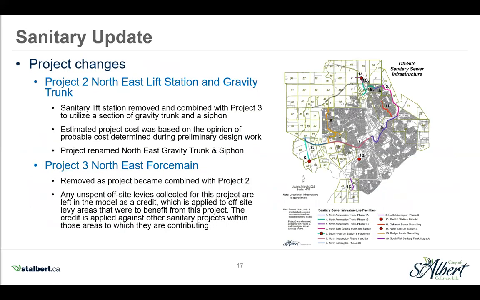There were some changes made to the sanitary infrastructure category for 2022. As a result of some project design work undertaken in the north part of the city, we're making changes to 2 projects. Project 2 is having the sanitary lift station removed, and it's being combined with project 3 to utilize a section of gravity trunk and a siphon. The estimated project cost has been updated to reflect the opinion of probable cost determined during preliminary design work, and the project's been renamed the Northeast Gravity Trunk and Siphon. Project 3 has been removed as it was combined with project 2.